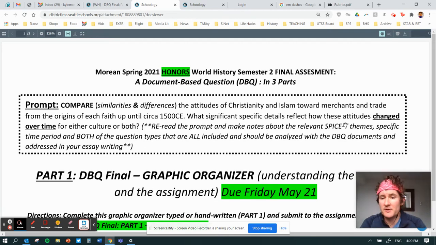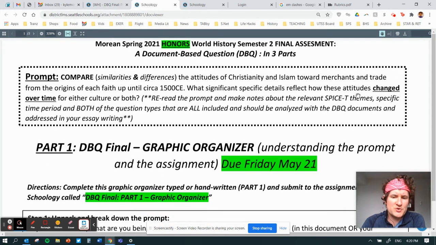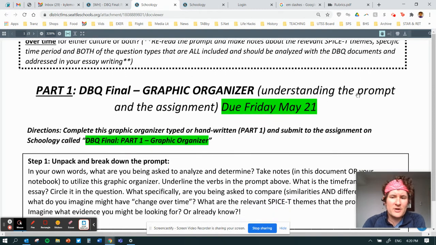All right, so here we have our friend the prompt again. I'm going to encourage you to read it and spend some time with it. It is detailed. So this is a DBQ in 3 parts. This first week, your deadline of the graphic organizer is due Friday, May 21, before you go into the weekend.